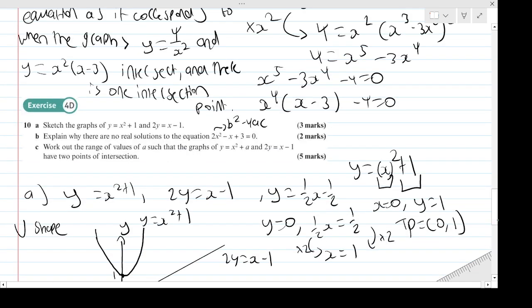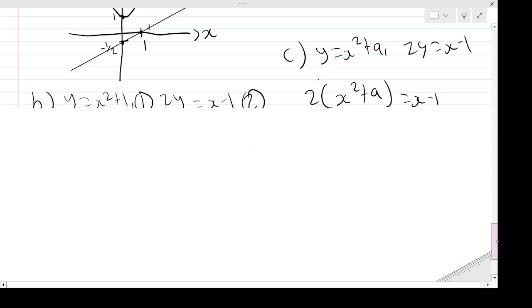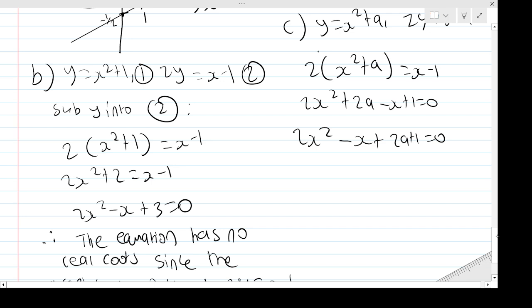It then says that the two graphs have 2 points of intersection. Remember, we did work on this when we looked at quadratics and simultaneous equations. We have a quadratic here, and if there are 2 points of intersection, there are two real roots. But what does that mean then? That means the discriminant, right? It's all about the discriminant. And the discriminant has to be positive, above 0, to get two real roots. Remember, we looked at this when we looked at the discriminant.